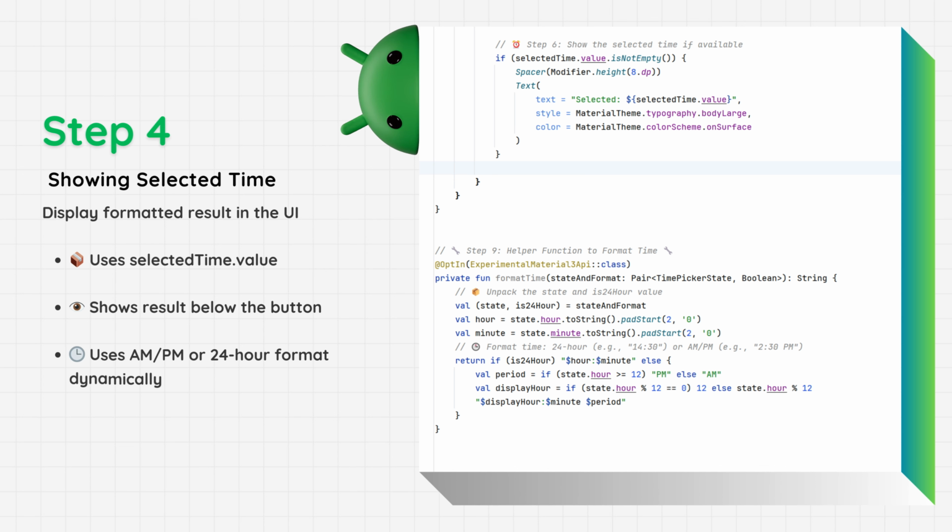After selecting a time, we store the formatted value using a helper function. It supports both 24-hour and AM/PM formats. We then display the selected time right under the button for clear feedback.